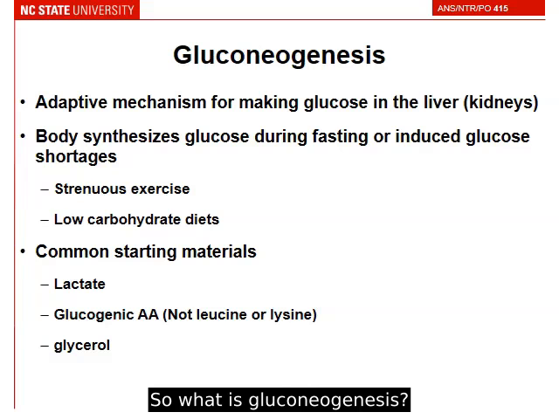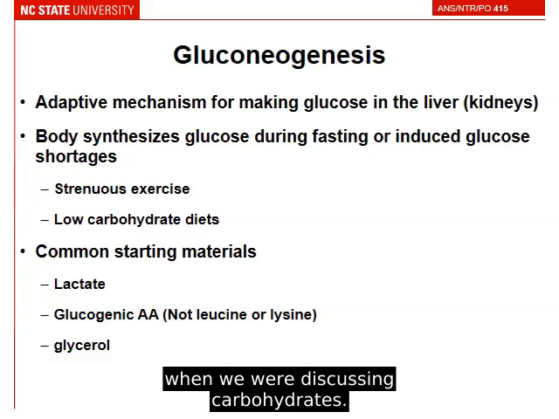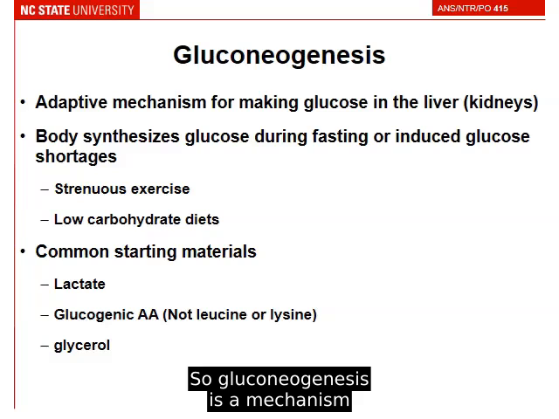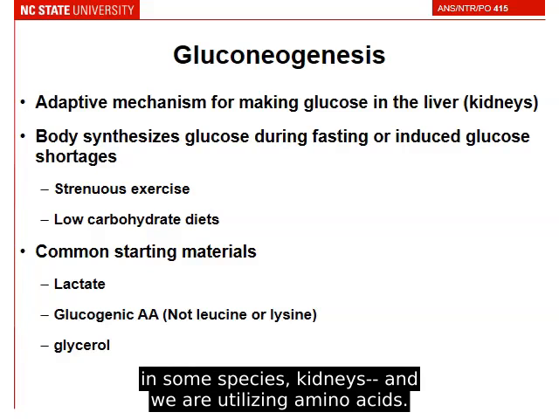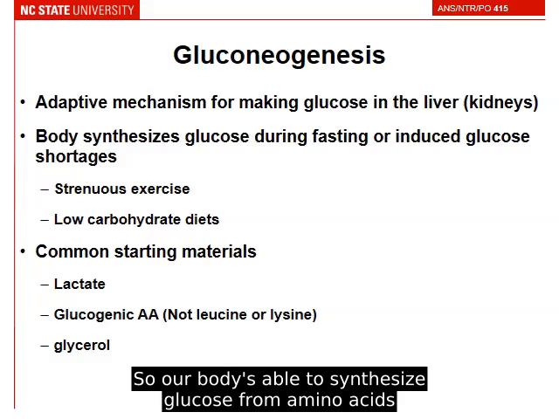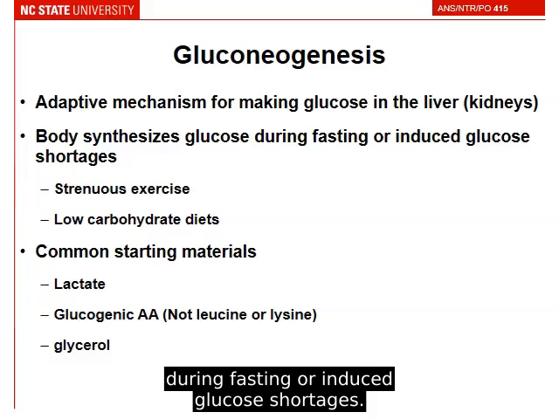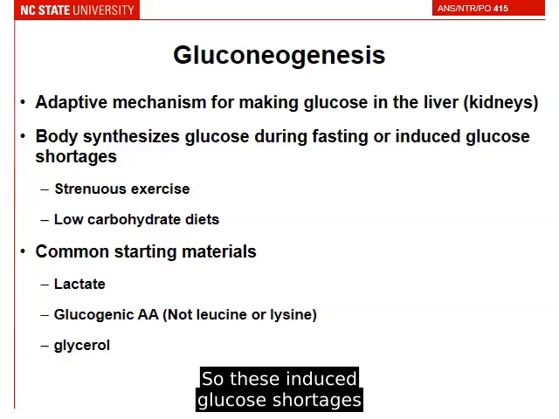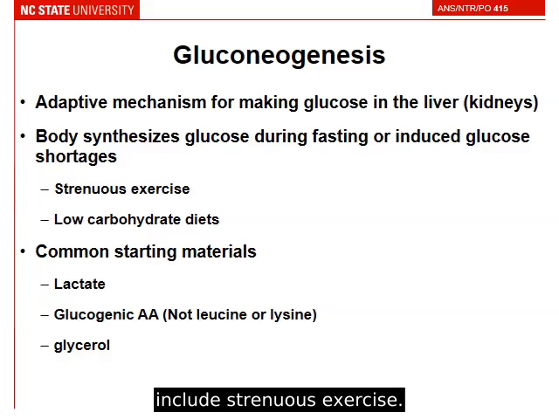So what is gluconeogenesis? We touched on this a little bit when we were discussing carbohydrates. Gluconeogenesis is a mechanism that we use to make glucose in the liver and, in some species, in the kidneys, and we are utilizing amino acids. So our body is able to synthesize glucose from amino acids during fasting or induced glucose shortages. These induced glucose shortages include strenuous exercise.